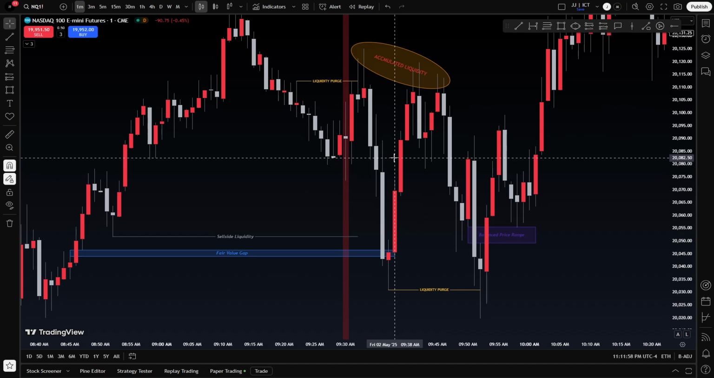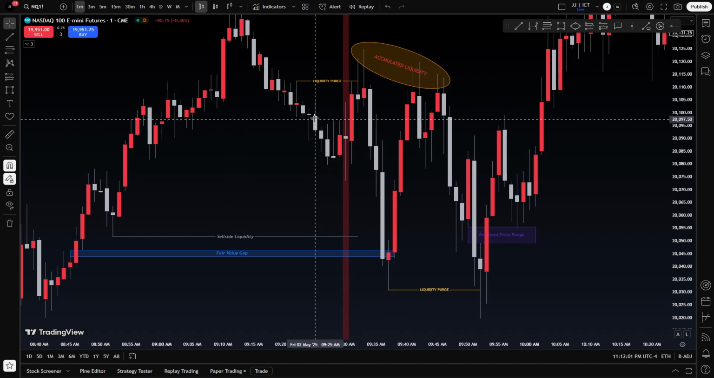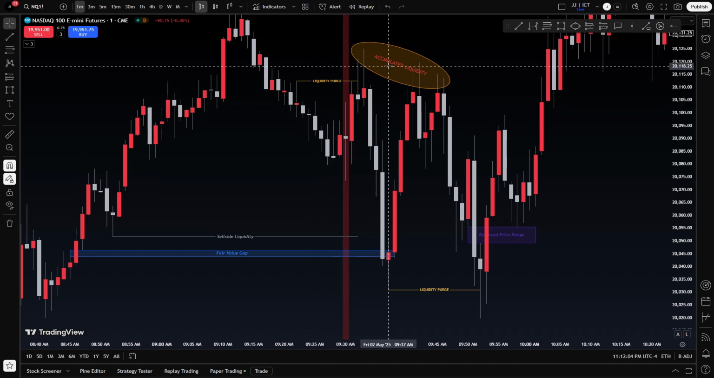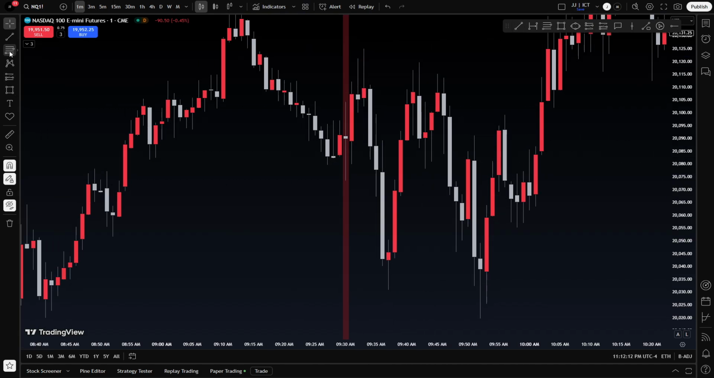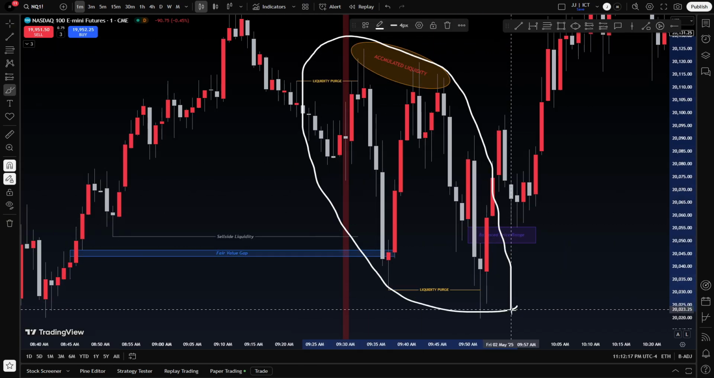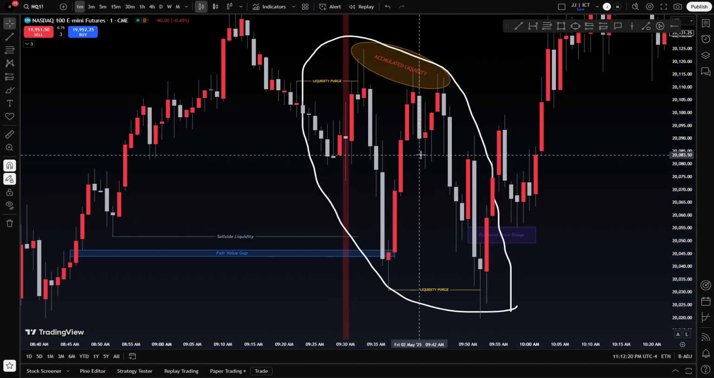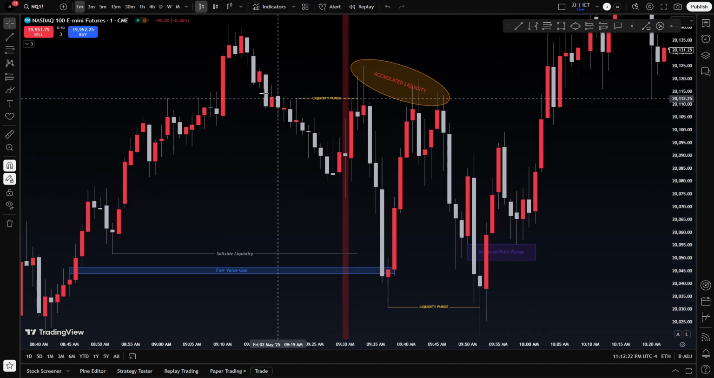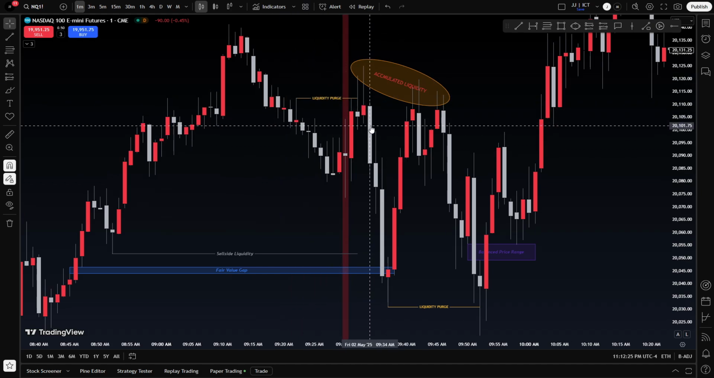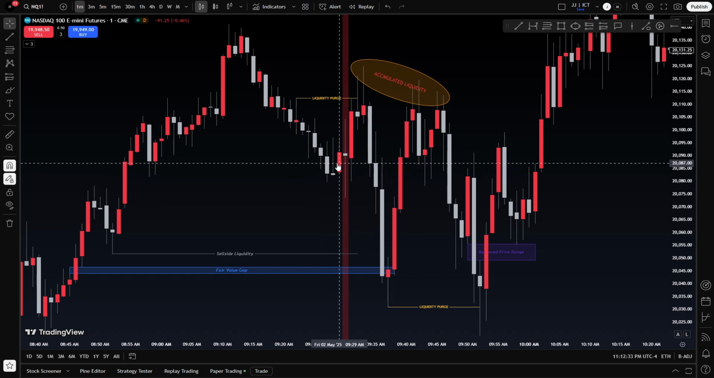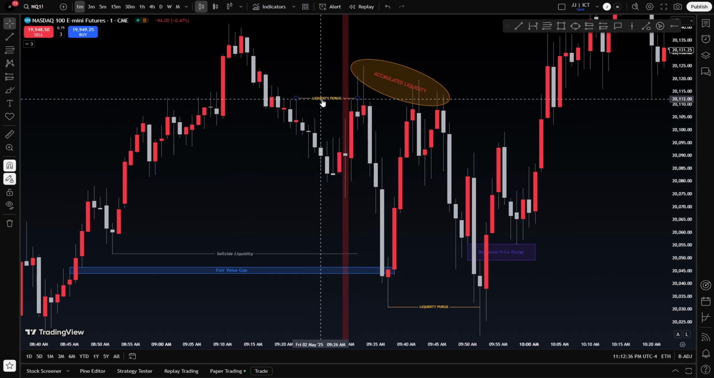Well, two points of liquidity engineering. Right here, okay. Well, no, three actually. Right here, and all this right here. All that right there is liquidity engineering. You got one right here. This is one point of liquidity engineering, because liquidity engineering is doing one thing to do another. And what did it do? It went into this high, purged it in order to do what?